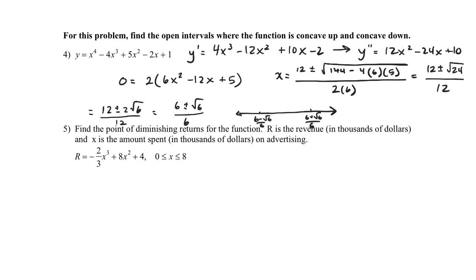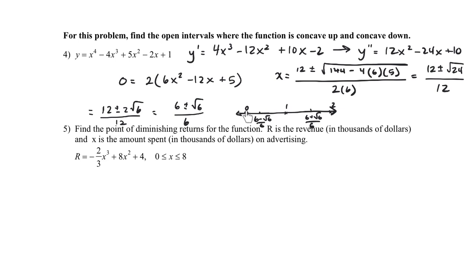So a test value could be 0 over here. Now 6 plus root 6 divided by 6 is 1.4, roughly 1.5. So 1 is in between them, and 2 is over here. So those are our test values, 0, 1, and 2.